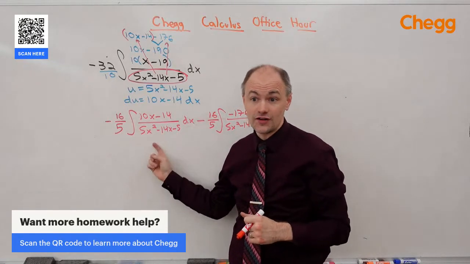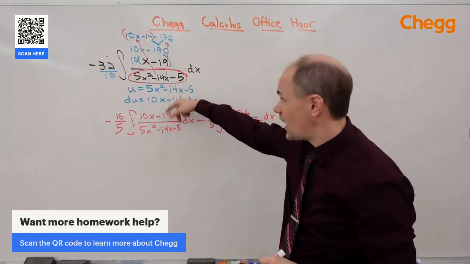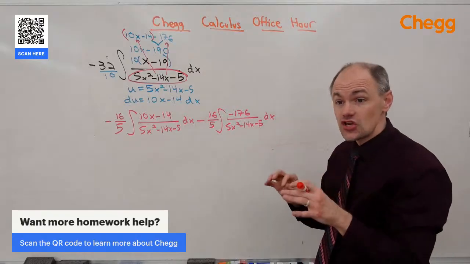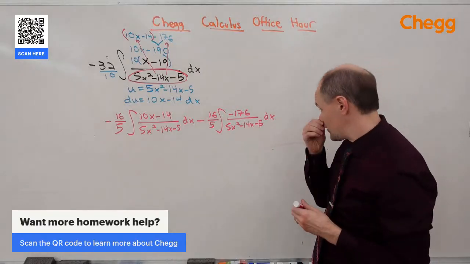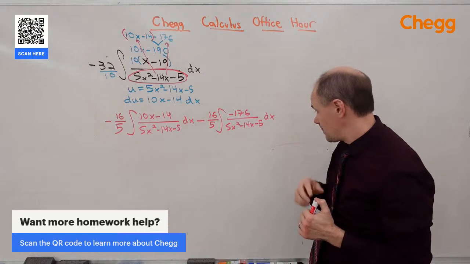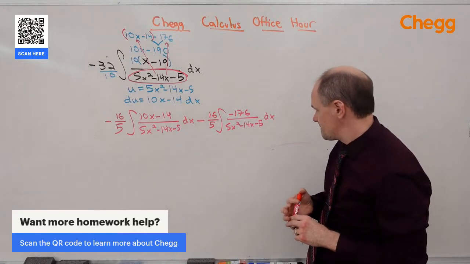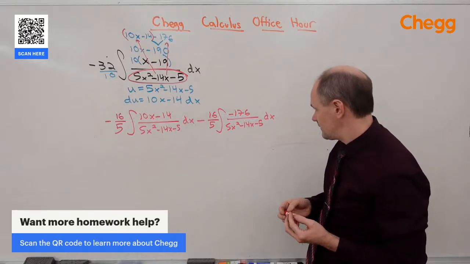Now this first integral is really nice and easy. It's just the natural log of the denominator. That's how we built it with the du. The second integral is going to take a little bit of work, but we can change it, hopefully, into a tangent inverse. Nope, it's not going to be a tangent inverse. Let's see.